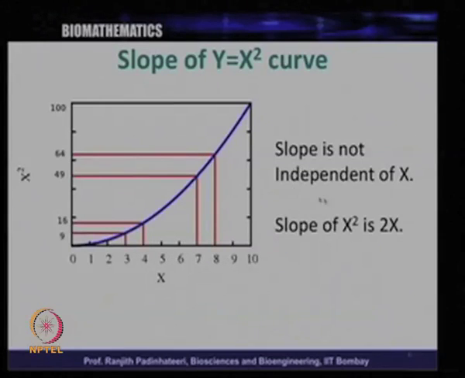So now the slope of x square is 2 times x. This is something which we learned by just trying this out by drawing. Last time we took 3, the corresponding value was 9, 4, the corresponding value was 16. So we found 16 by 9. We calculated all these values, and we found that the slope of x square is 2x.